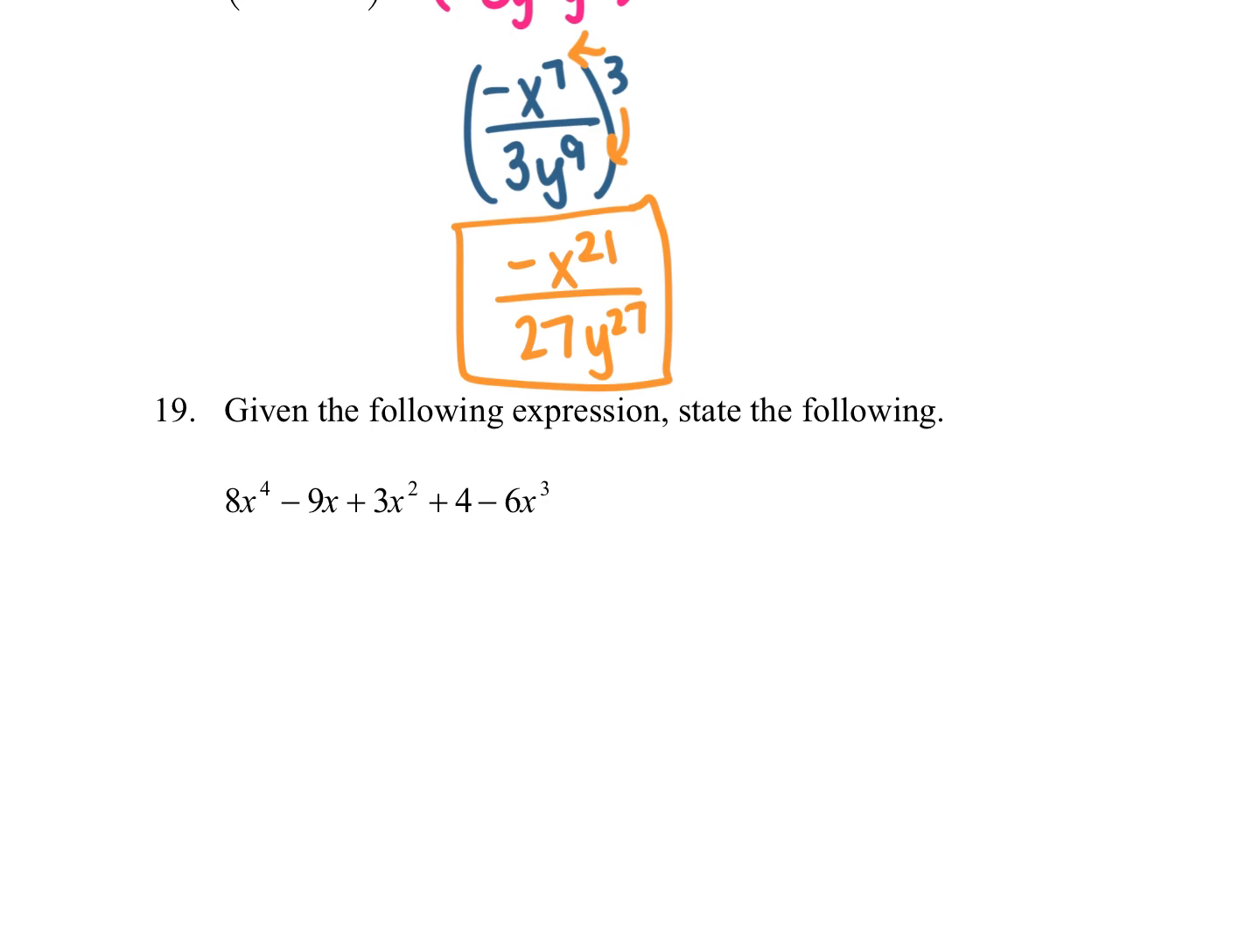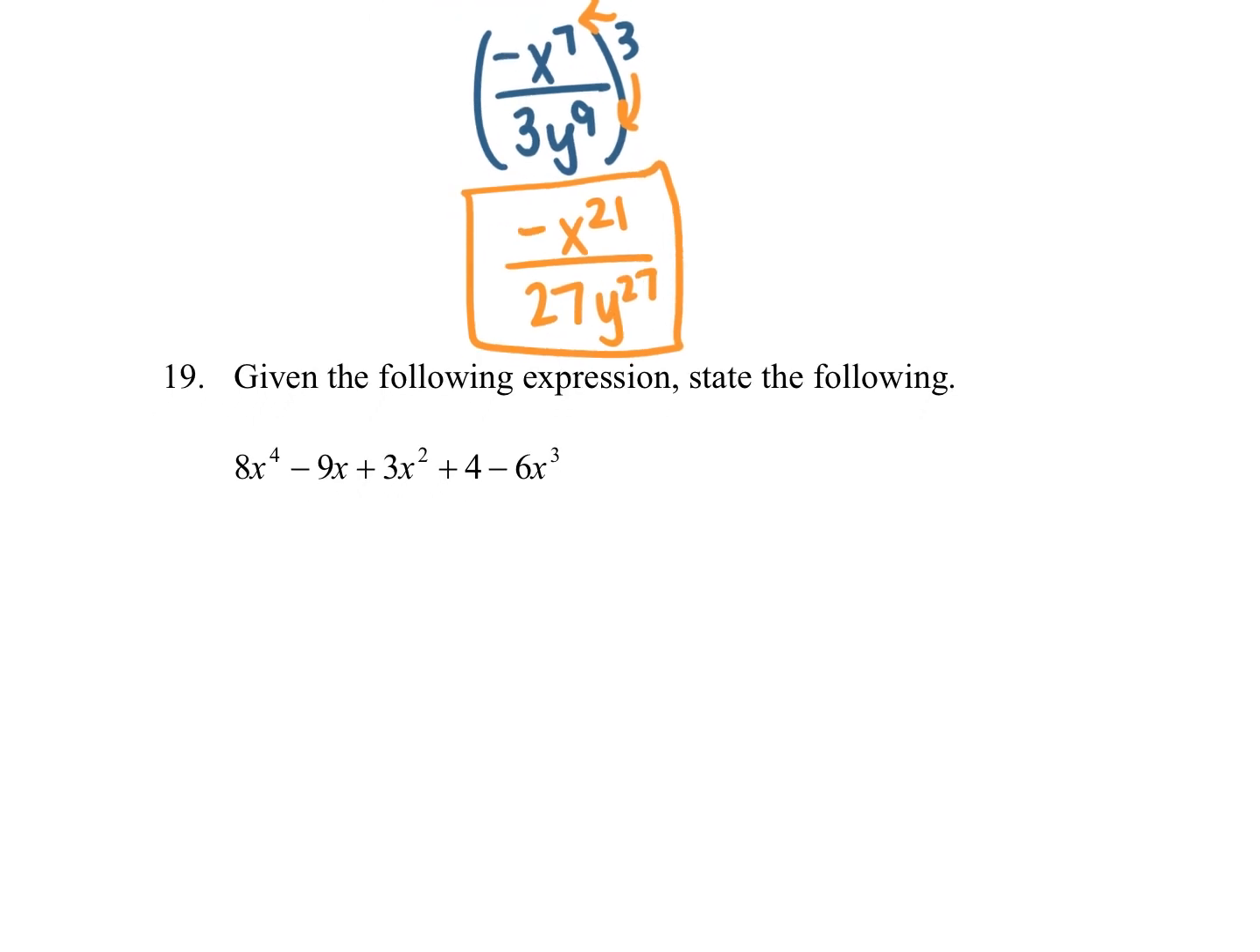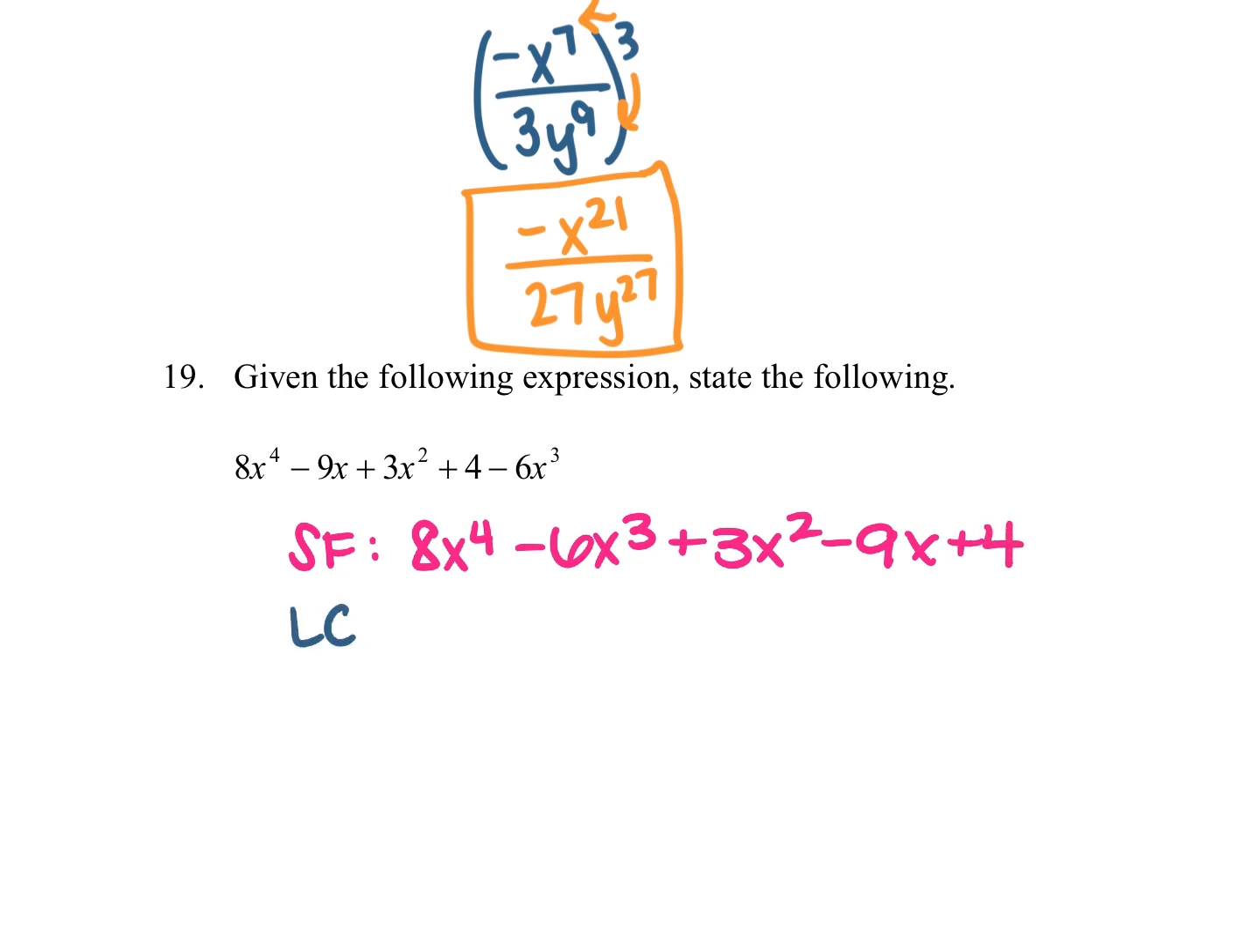For number 19, we are given 8x to the 4th power minus 9x plus 3x squared plus 4 minus 6x cubed. The standard form of this expression is 8x to the 4th power minus 6x cubed plus 3x squared minus 9x plus 4. Your leading coefficient of this is 8. The degree is 4, and your constant is 4.